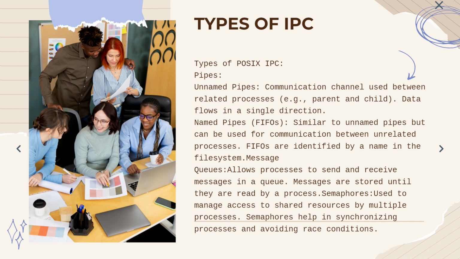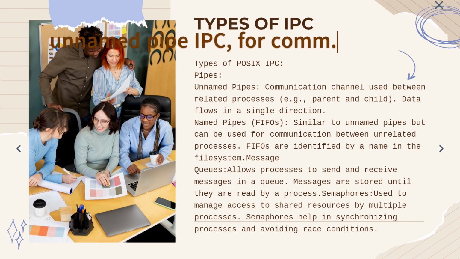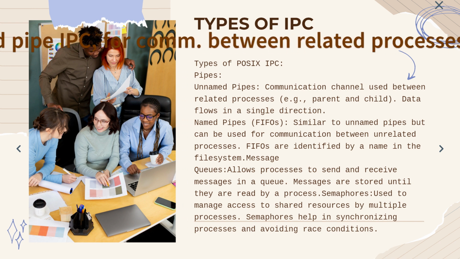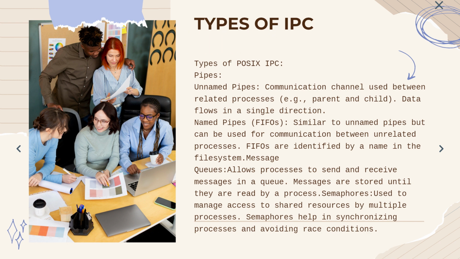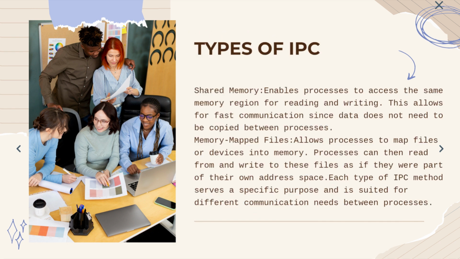Pipes are of two types: unnamed pipes and named pipes. Unnamed pipes are used for communication between related processes. Then we have queues, semaphores, which are used for synchronization between threads and processes, and we have shared memory and memory mapped files. So today we'll start with unnamed pipes.